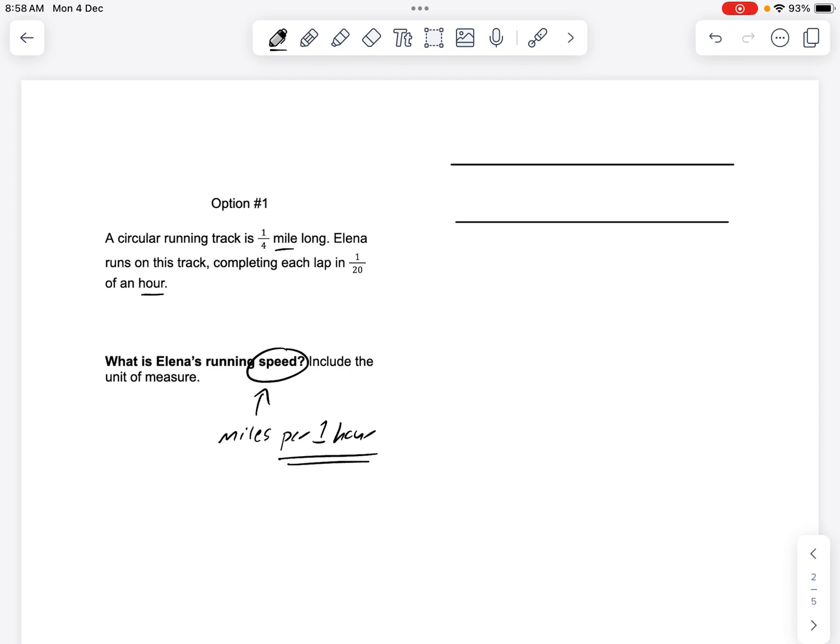Okay, so if I looked at this, let's just put my distance on the top, my time on the bottom, start at 0. And we know that 1/4 of a mile takes 1/20th of an hour. Now, what I want is to get up to 1 hour. So if I'm at 1/20th, how do I get up to 1 hour? Well, if I take 20 of those, that is going to get me to 1 hour. So in order to keep my ratio the same, I've got to do the same thing on the top.